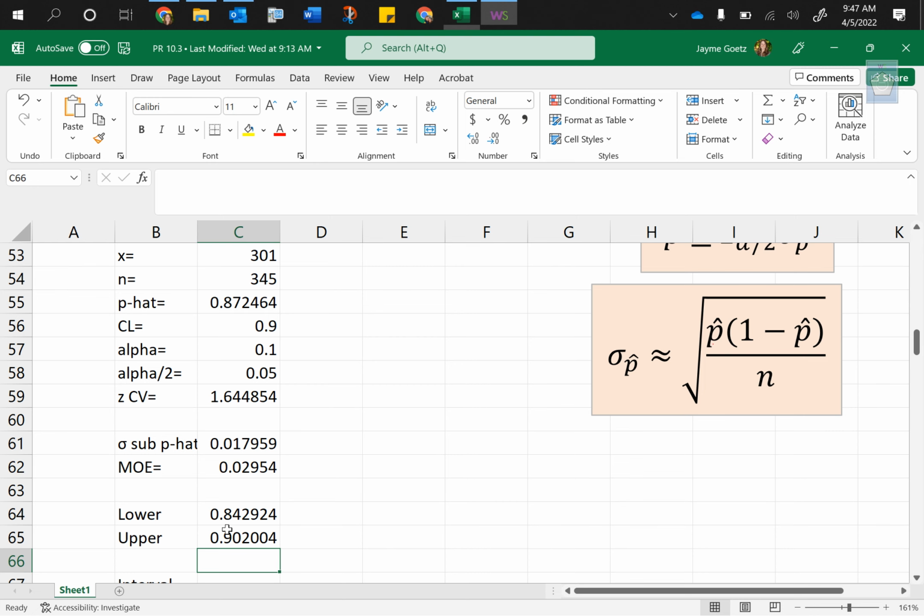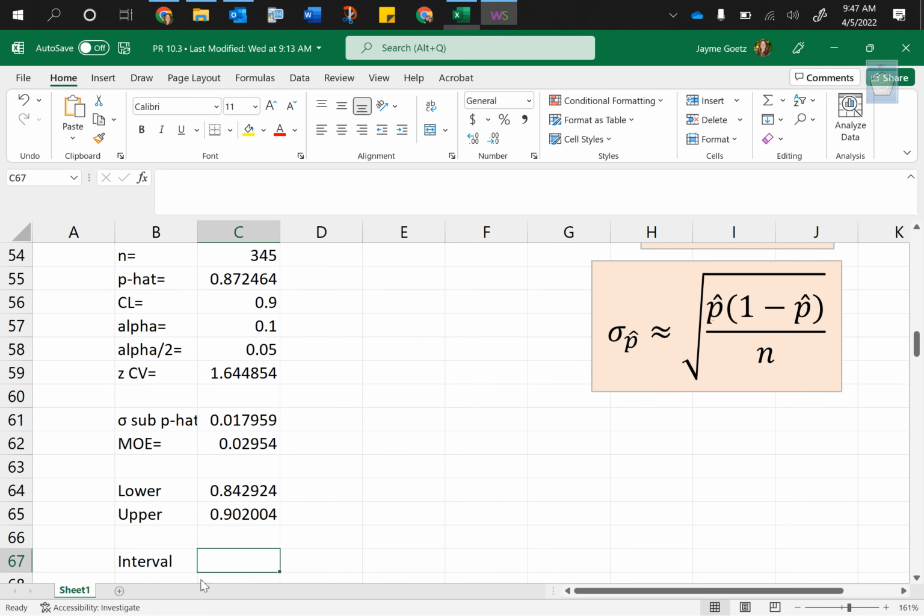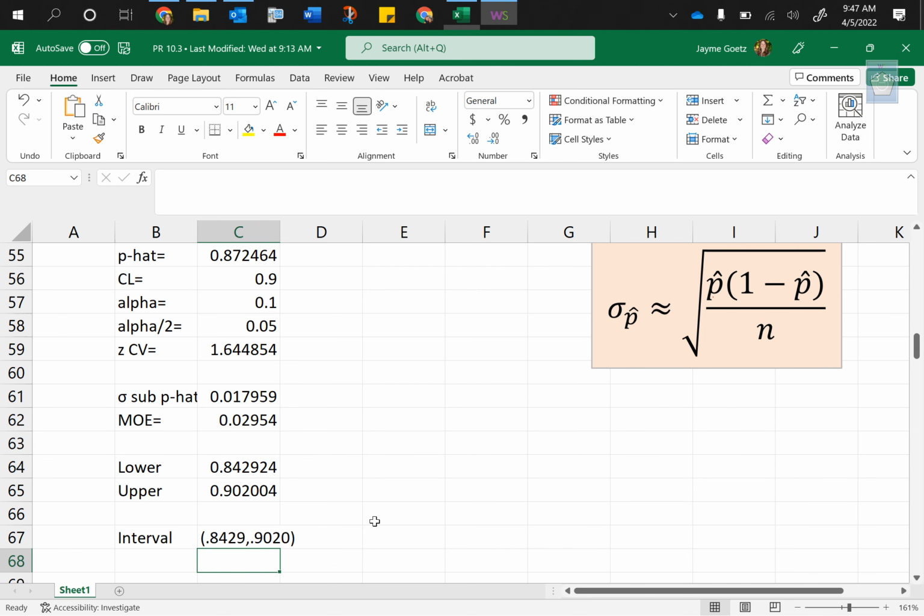Now down here I have an interval. That's to make it a little more mathematical, and sometimes they're going to ask for the interval like this on homework. So here's what you're going to do. You're going to type your interval like we learned in Advanced Algebra 2. So parentheses, my lower interval, 0.8429, comma, 0.9020. And then close your parentheses. That's your interval.